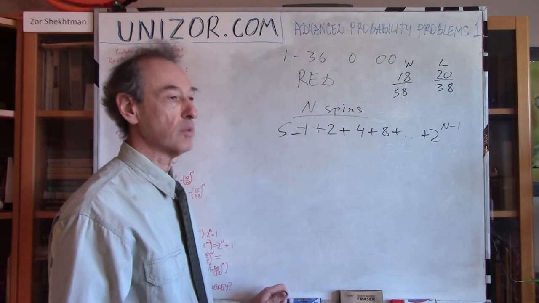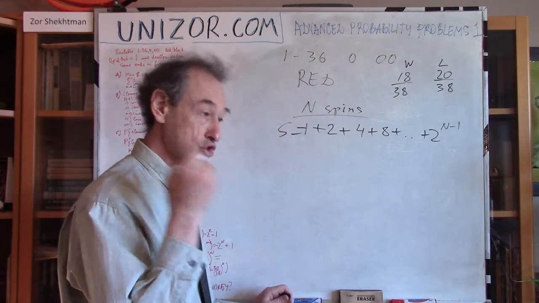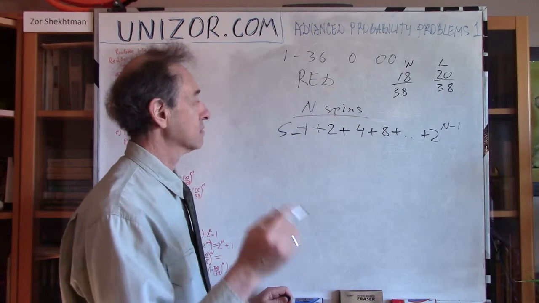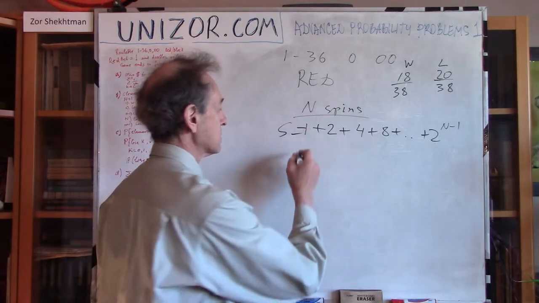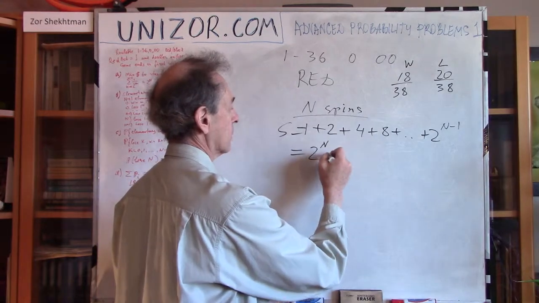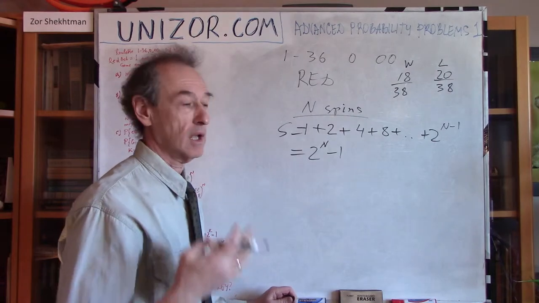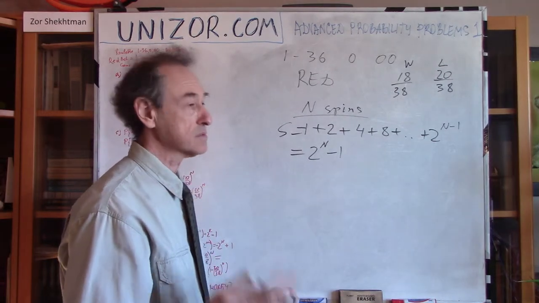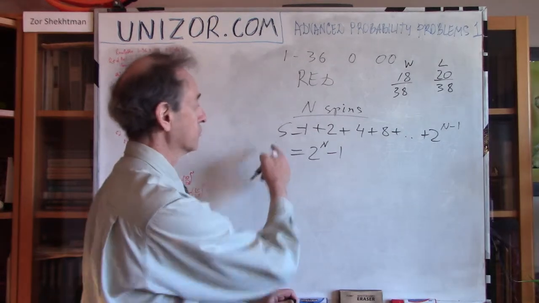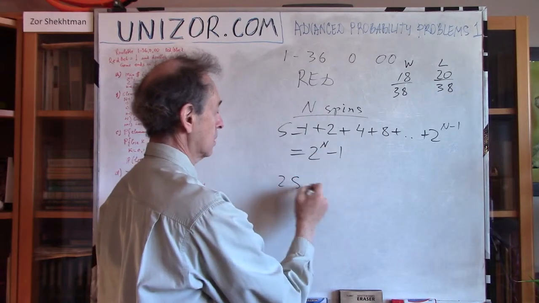So that's my first problem. What is the amount of capital which you need to be able to assure yourself to stay in the game for n spins, for n times of spinning? Well, obviously, this is equal to what? 2 to the nth degree minus 1. Now, this is a geometric progression. And obviously, I don't remember the formulas, but I do remember that to summarize the geometric progression, you have to multiply the sum by the factor. Factor is 2.